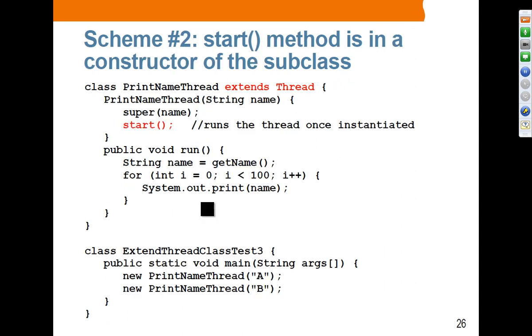Scheme number 2 is the case where I call the start method inside the constructor of PrintNameThread. In this case, all I have to do is just create the thread object. When I create the thread object, the constructor of this PrintNameThread class will be invoked, and inside the constructor it will call the start method. So you don't have to call start directly here because it gets called as part of the constructor invocation.